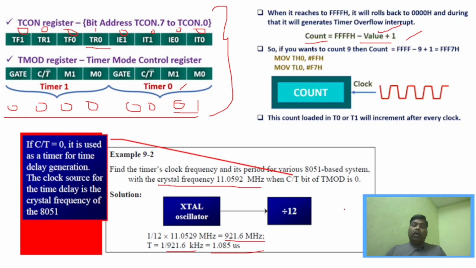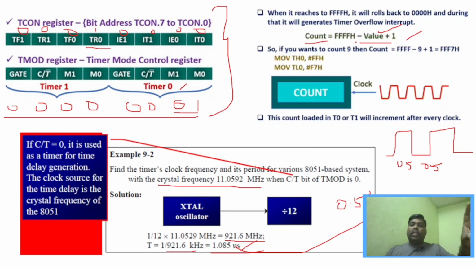Now, how will we use this? Say for example, if you are going to generate a square wave for every 0.5 milliseconds, we need to find the count value. We know that this is the total time period, but we need 0.5 milliseconds. So 0.5 milliseconds divided by 1.085 microseconds, you will get one particular value, some hexadecimal value. Now we have to subtract that value here so that we will obtain the count.